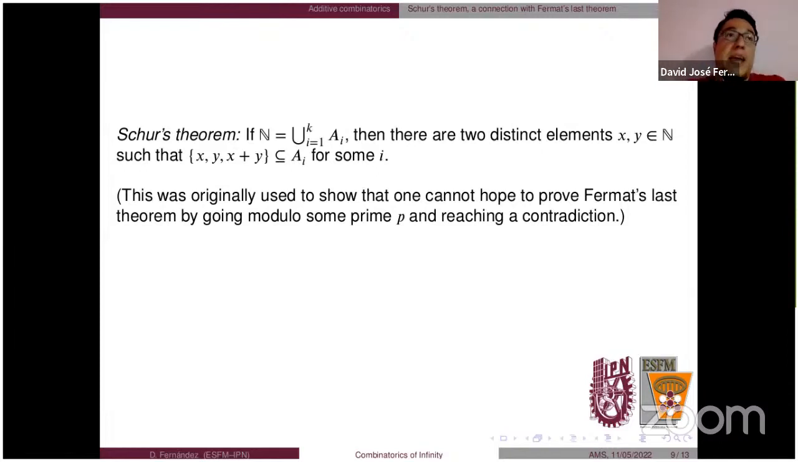So you could naively think that maybe Fermat's last theorem can be proved like this. You want to show that x to the n plus y to the n equals z to the n does not have integer solutions. Maybe you go modulo some large enough prime p and show that no combination matches. And Schur basically came up with this theorem to show that that approach has no hope of working, because when you go modulo p, what you're doing is you're partitioning the natural numbers into those that are congruent to 0, those that are congruent to 1, 2, 3, and so on, all the way to p minus 1 modulo p.